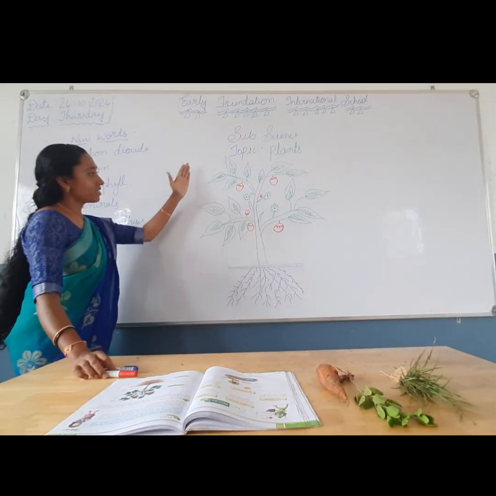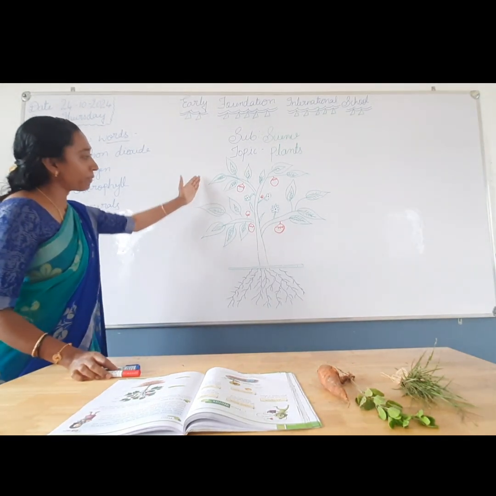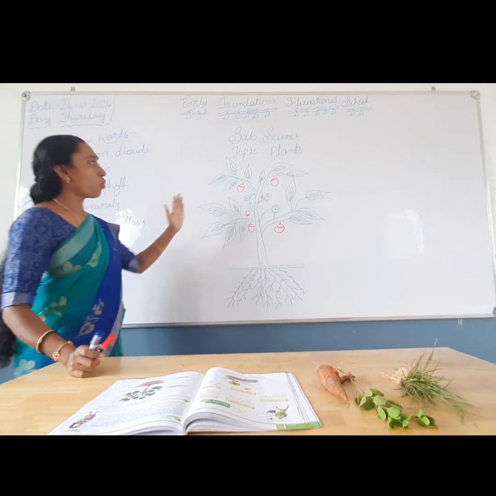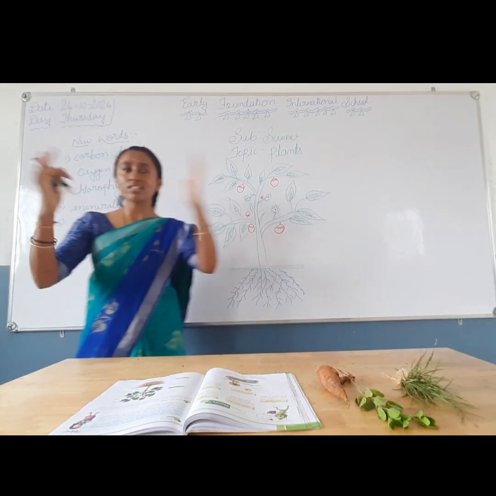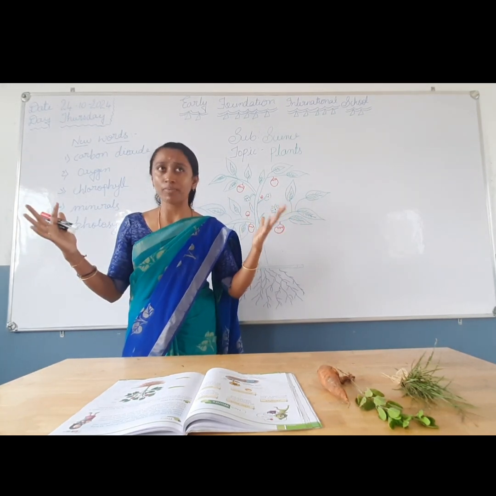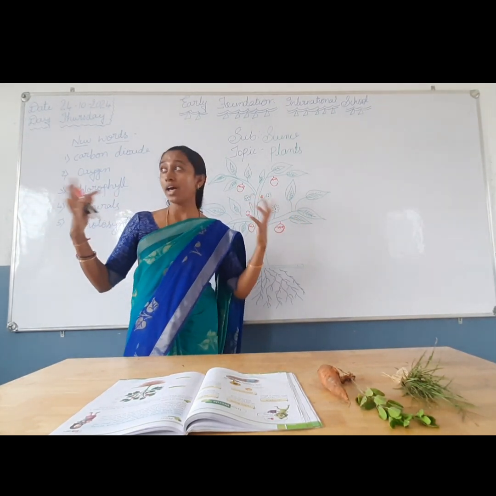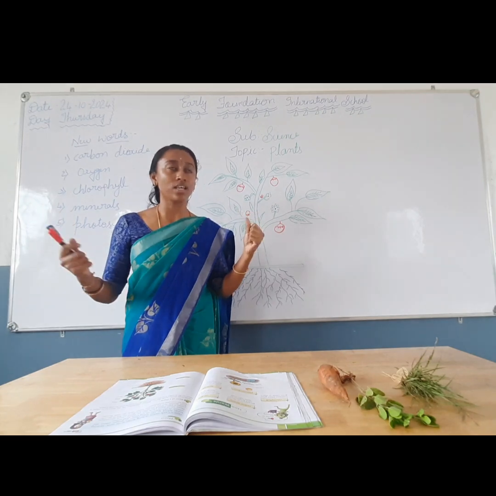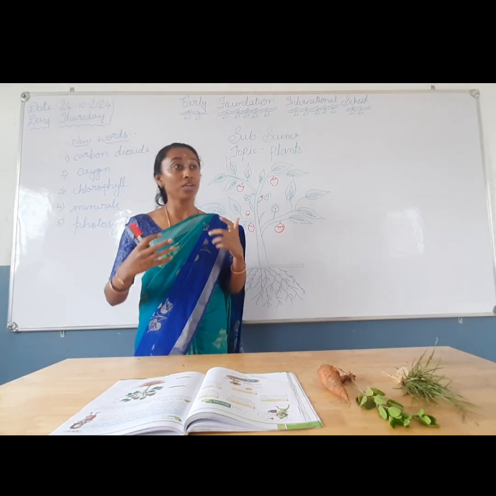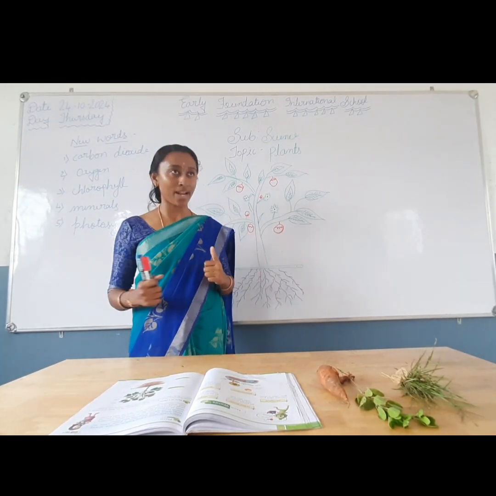Now we will go to the main agenda of this chapter, which is plants. See this picture, children. This is a plant picture. In our surroundings we can see a variety of plants and trees. When we see a plant, we can see many parts in it.